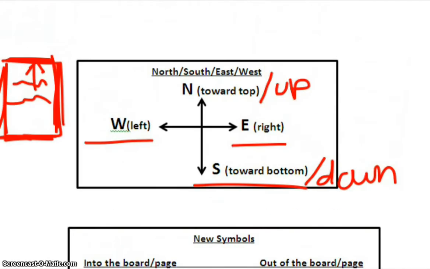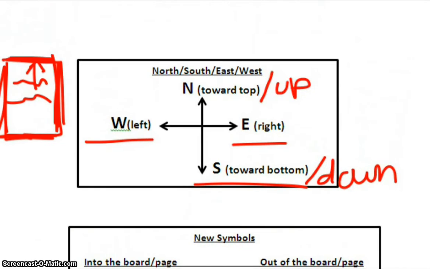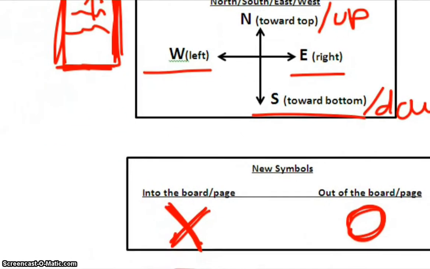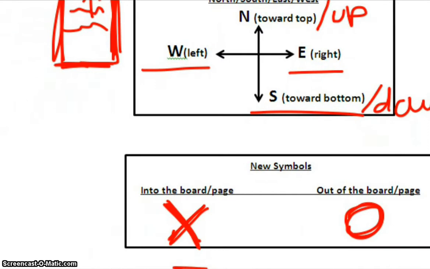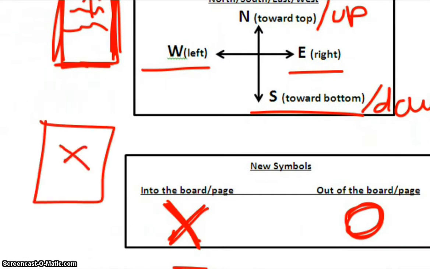So north or up on whatever you're looking at. If you're working on a worksheet, X would be into the worksheet and O would be out of the worksheet. We're dealing with 6 different directions here. This is 3D.